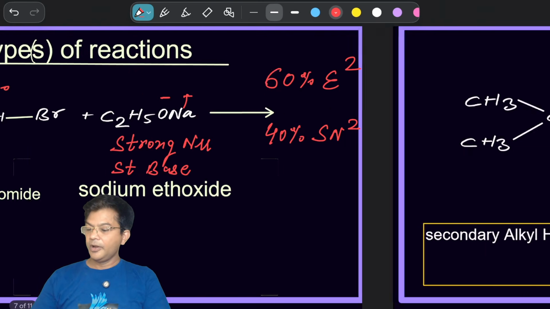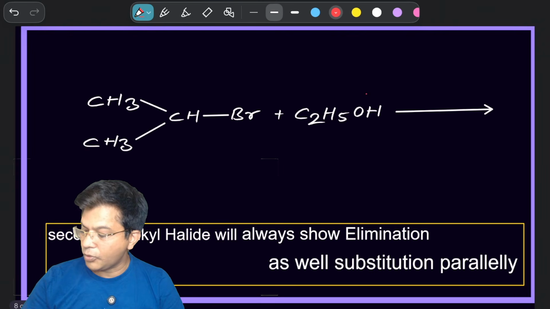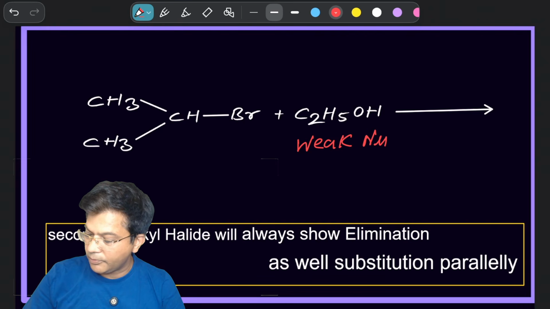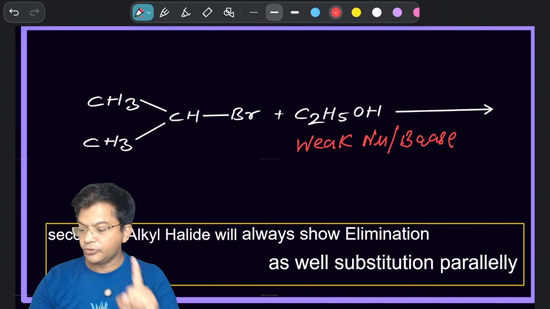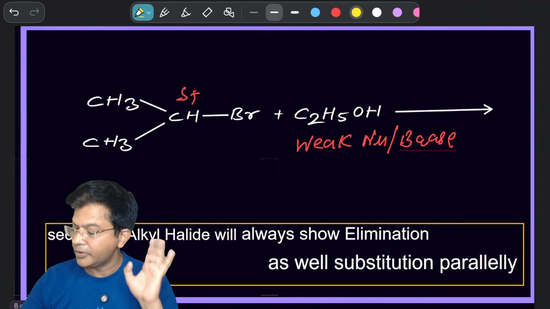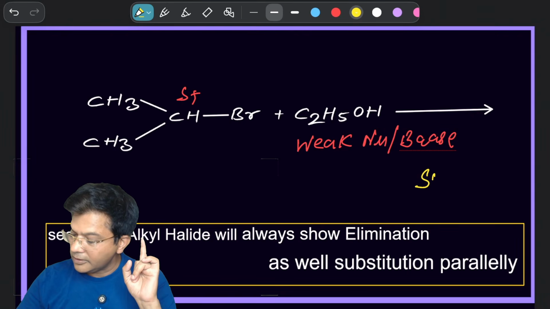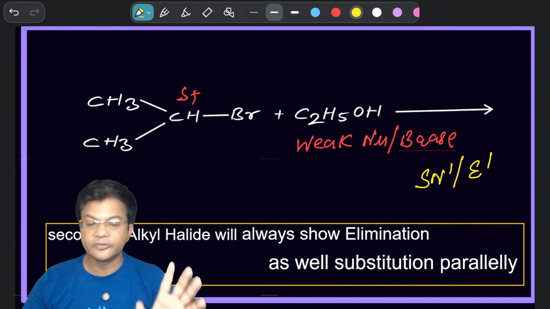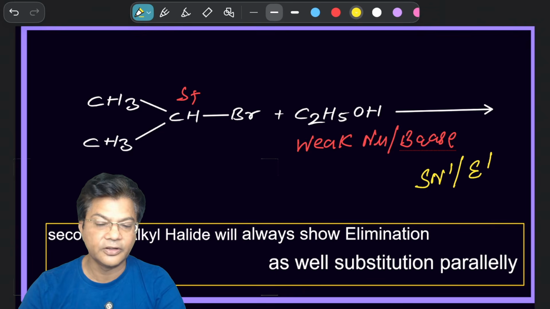Elimination will be more. Now if you see, this is a covalent bond, so it is a weak nucleophile as well as a weak base, so it cannot attack in a single step. And 2-degree carbocation is stable, so first the carbocation will get formed. So SN1 as well as E1. The examiner will not ask whether E1 is major or SN1 is major.